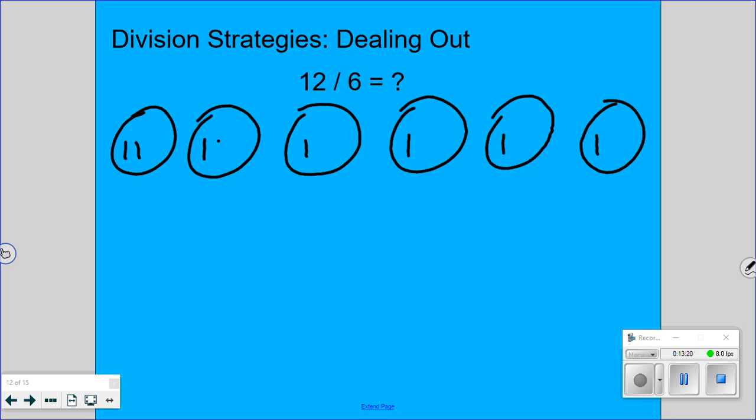1 for you, 1 for you, 1 for you, 1 for you, 1 for you, 1 for you. Did I deal out all 12? Yes. That's an important part. When you're doing the dealing out strategy, you've got to deal it all out. You can't save any. So if I have 12 things put into 6 groups, how many did I have in each group? 2. There is one more thing we need to write down about the dealing out strategy. How many phones do you need?